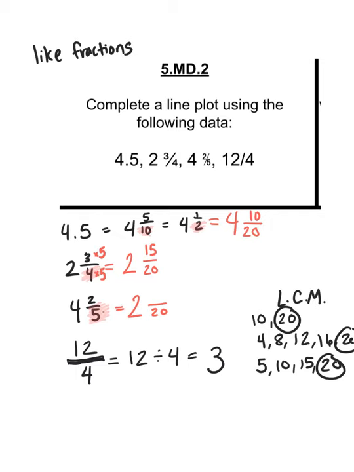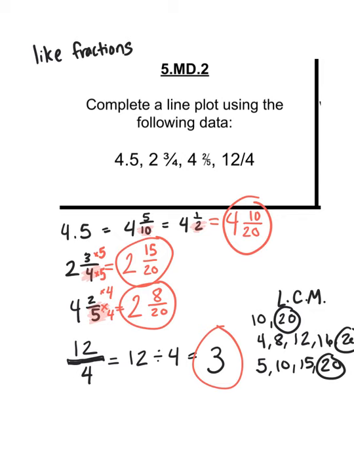Then when I'm working with fifths, I'm going to multiply both my numerator and my denominator by 4 to get 20. So 5 times 4 gives me 20, and 2 times 4 gives me 8. So now these are the values that will go on the line plot. I've got 4 of them to go on my line plot.